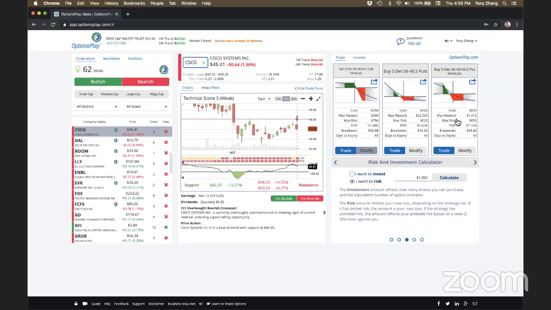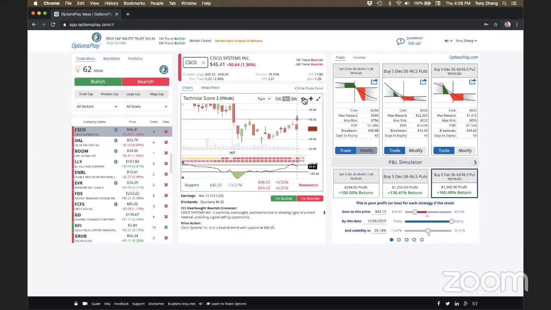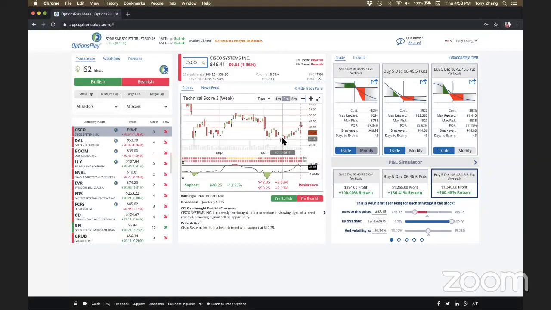Here I'm risking $756, roughly the same amount of risk. So now let's take a look at Cisco. Cisco's trading at about 46 bucks, right here around that support level. Let's say the stock doesn't move any lower. It just sits around the support level. On my credit spread, I make $294. On my debit spread, I lose $585.